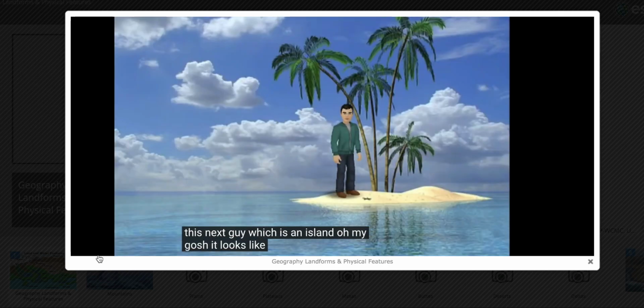Oh my gosh, it looks like I'm on a screensaver. You see, this thing right here is called an island. It's a body of land that is completely surrounded by water. And when I say completely surrounded, I mean it's on every single side. It does not connect to a mainland at all.